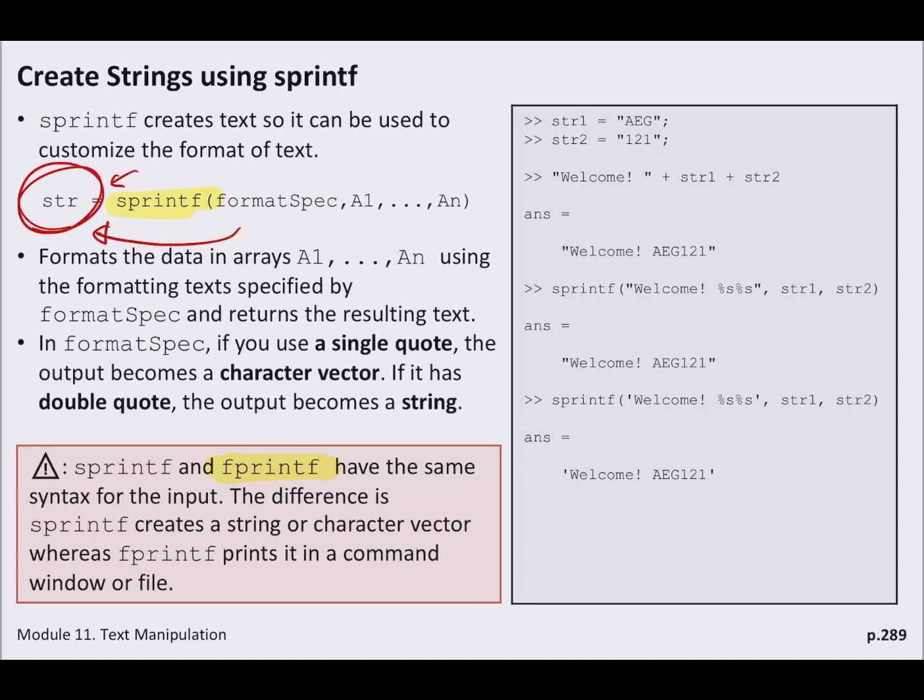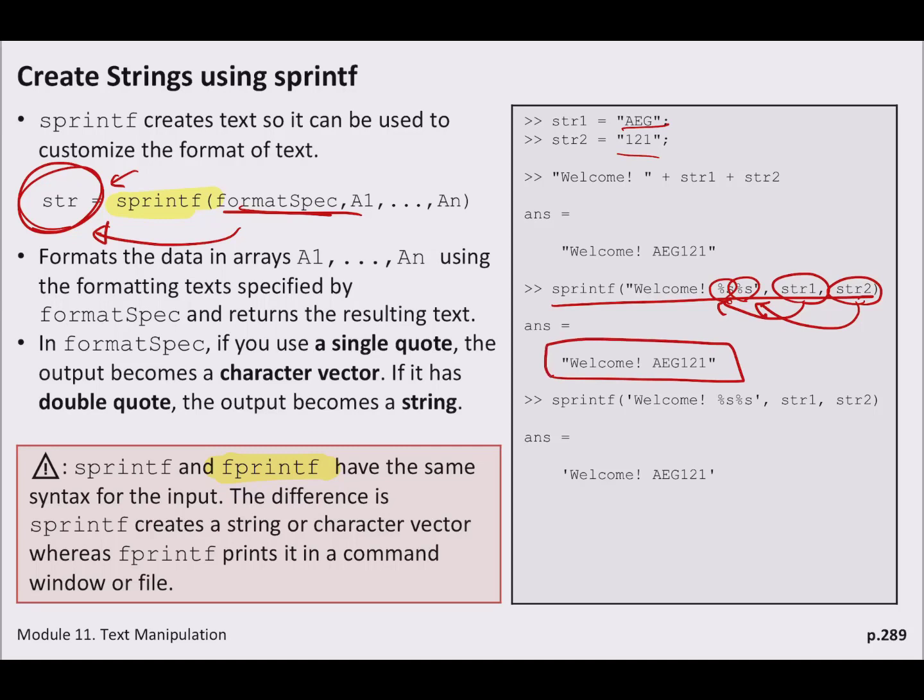Okay, so here, in the formatting spec, this is the formatting text. The string 1 value is put here, string 2 is put here. That's why string 1 and 2, AEG and 1 to 1, so you will get this one. But here, this is the formatting text, and I used double quotes. And then the output is a string scalar.